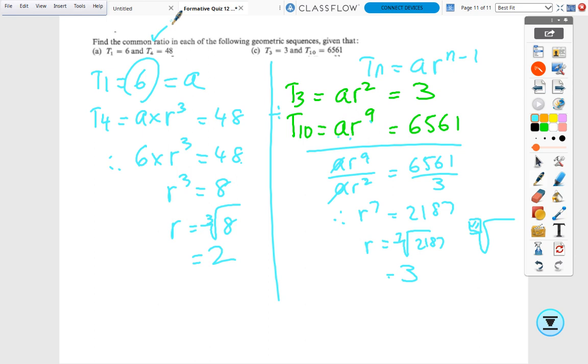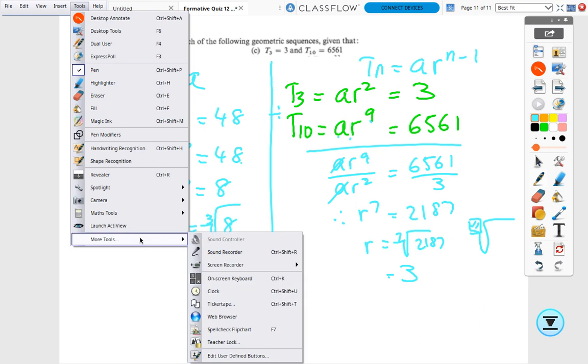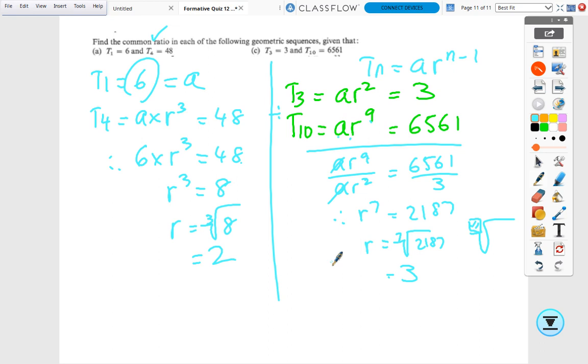So hopefully I can turn this off now. Tools, more tools, screen recorder. I'm just trying to turn you off now. Okay, I'm just going to press off here. Hopefully it'll stop.